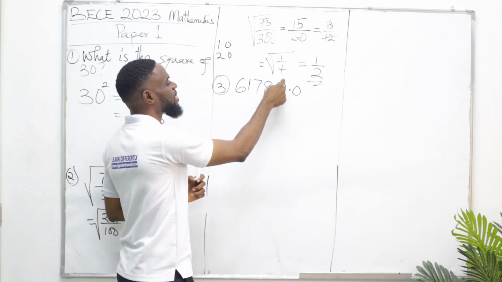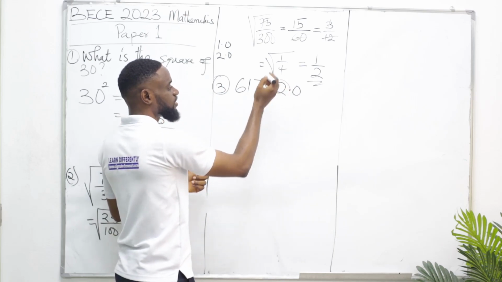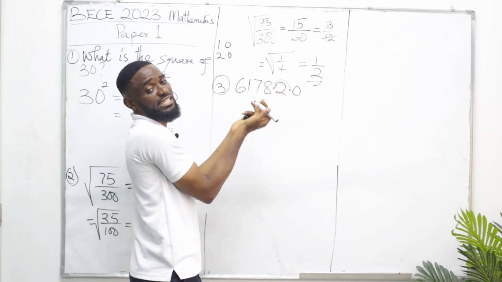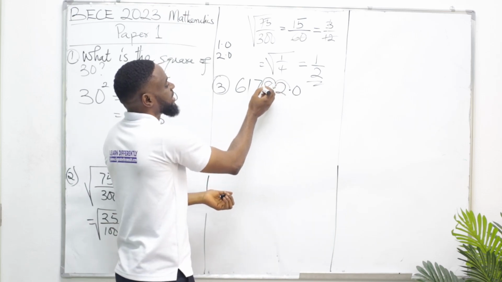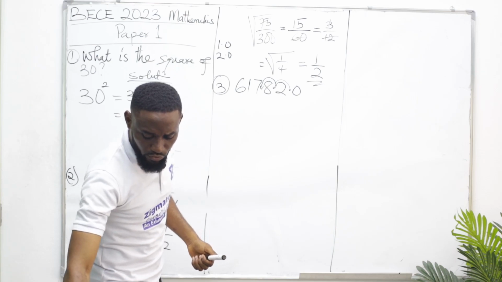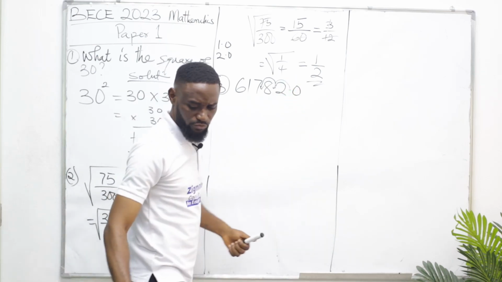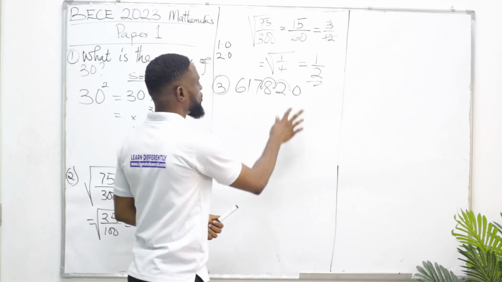You can take this decimal point to anywhere. If you take it down here, that can still be in standard form. You can decide to take it here, it will be in standard form. But where you should be concerned to take it to is where you have in your option. What you have in your option.